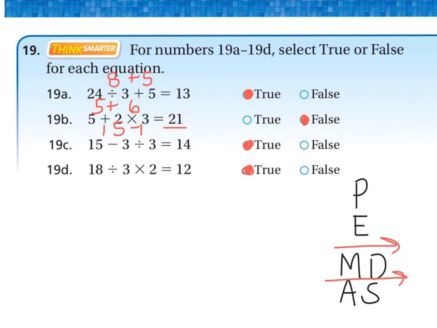19D, I see division and multiplication. Remember, I do multiplication and division in order from left to right because division comes first, listed here. I'm going to divide first. 18 divided by 3 is 6. 6 times 2 is 12. That is true.